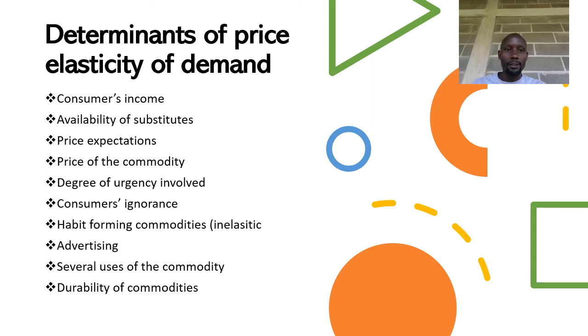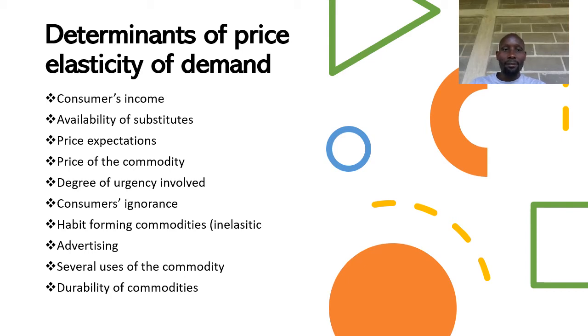The first one is consumers' income. This one is about the levels of income of consumers. Normally, higher income earners tend to afford even expensive commodities, while low income earners do not afford to buy highly expensive commodities. So high income earners have inelastic demand, and low income earners have elastic demand.